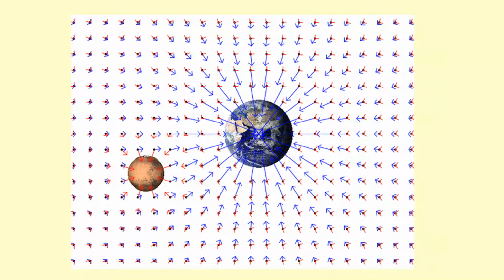Here's the moon. You can see the red arrows for this one are also pointing toward the center of the moon, and they're getting stronger as you get closer, but they're not as strong as the one from the Earth because the Earth has a much bigger mass.